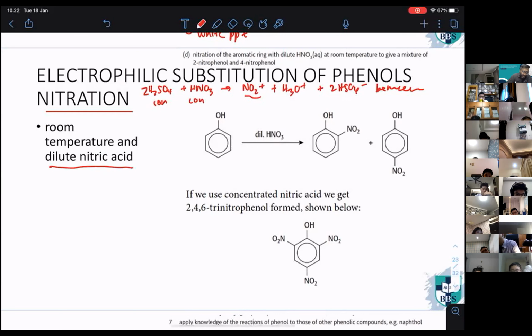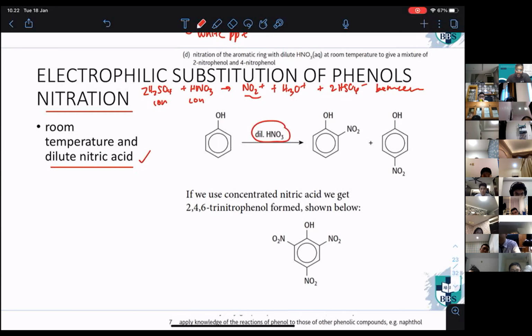Even with dilute nitric acid also okay. Straight away, you do not need to have sulfuric acid because they can directly get the electrophile with nitric acid. So that is telling you that phenol is very, very powerful. They will bypass the reaction. They just need the dilute HNO3.